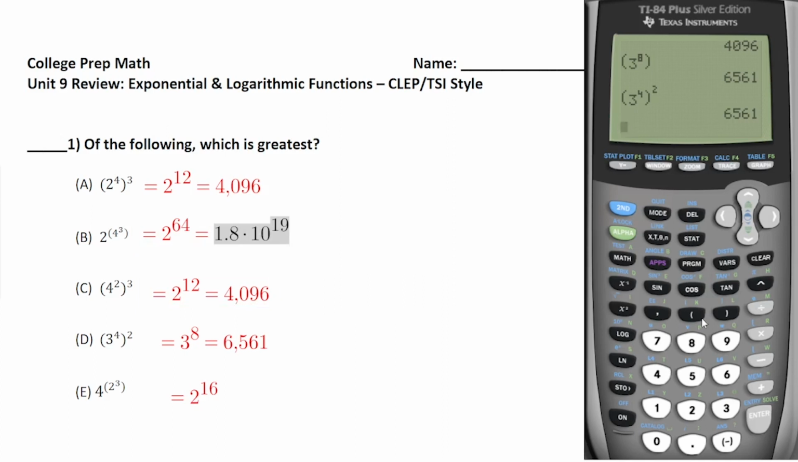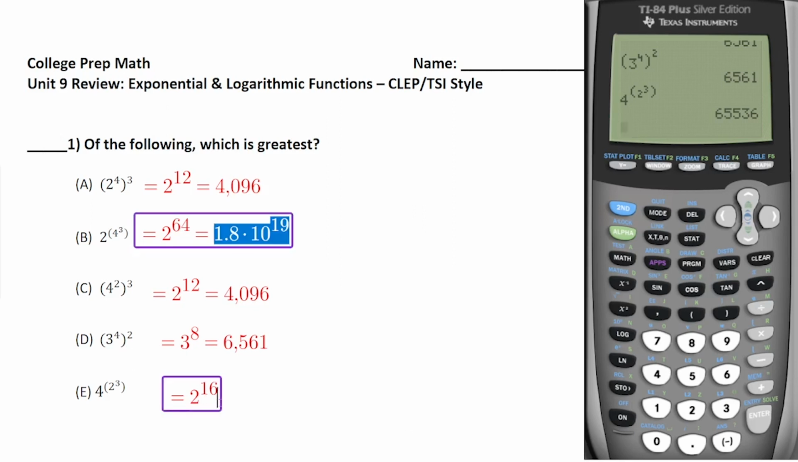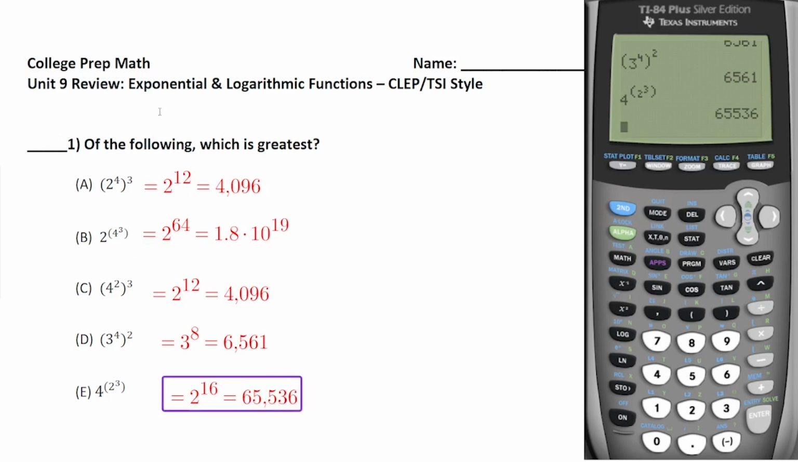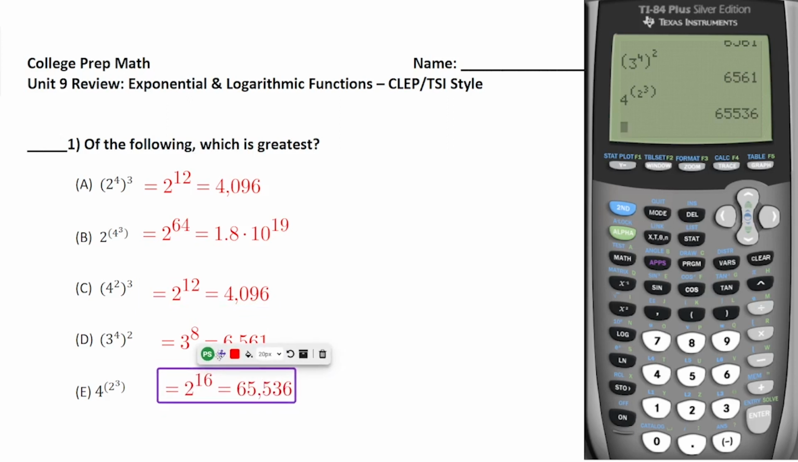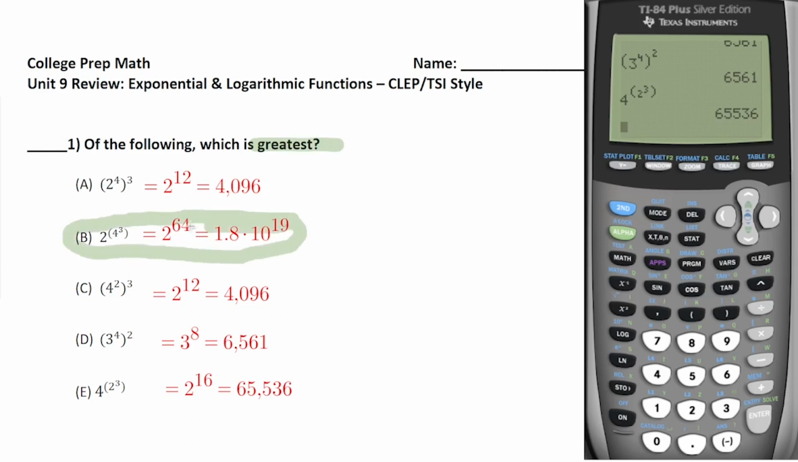But anyway, we got 4 to the power of 2 cubed, which you know that's 8, that's great, but we don't want to get this wrong just because we're a little too confident on our arithmetic. Okay, so we get 65,536, which, yeah, that is going to be in between A and B, but we're looking for the greatest number so we can see pretty clearly that this is going to be B.